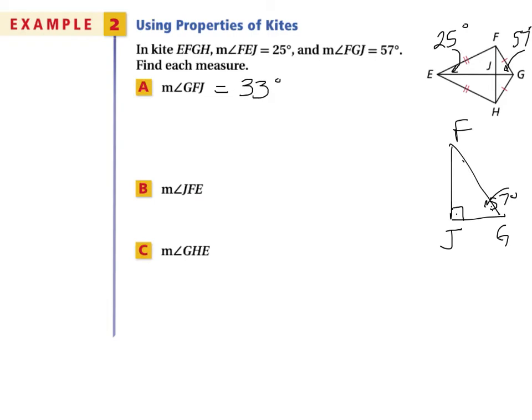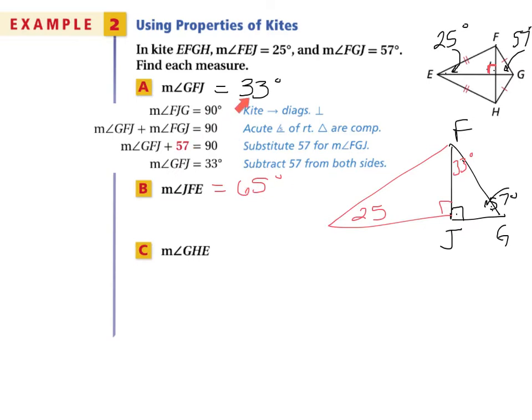The measure of angle JFE, so JFE. Once again, we know that this is 90 degrees right here. So this side, 90 degrees, this is 25. So 90 minus 25 would give me 65 degrees. Now I've inserted here the actual work if you needed to prove it to me.